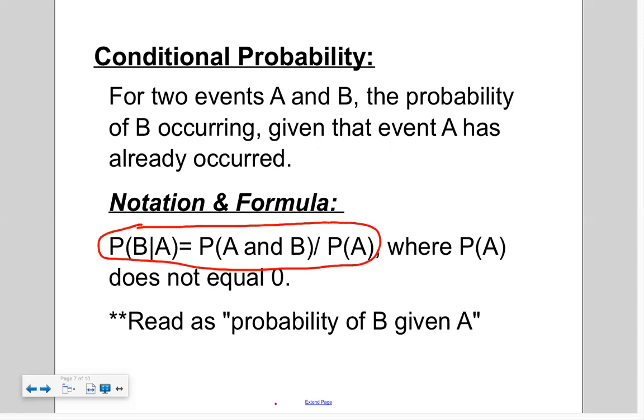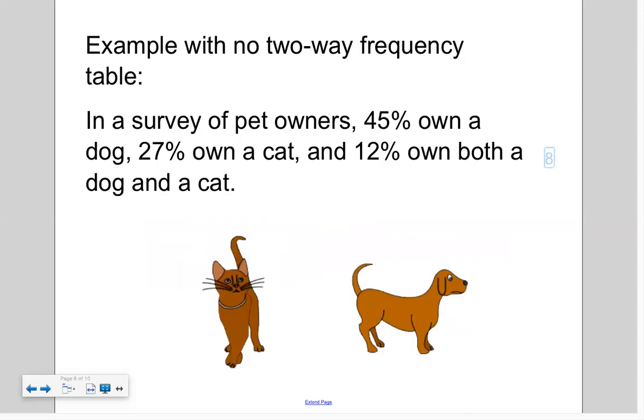Remember, and is multiplication, or would be addition. So in this case, we want to know what the probability of A and B is. We have to multiply to get that probability. Now we do that work for you on this example.